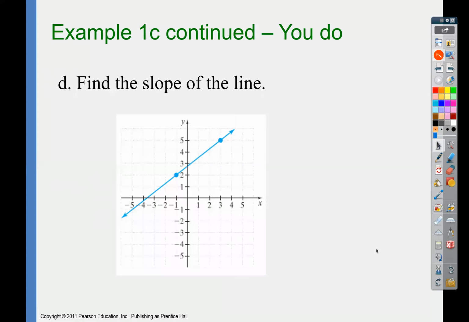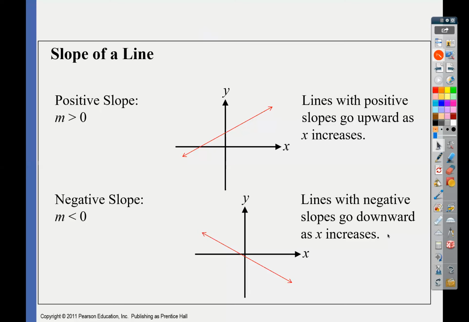Okay, here's another one for you to do. So just count this one. So pause the video. And you should have gotten 3/4. So you're going up 3 and over to the right 4. All right, so your slope is positive if it goes up from left to right. It's negative if it goes down from left to right. So we read from left to right, so that includes graphs also.